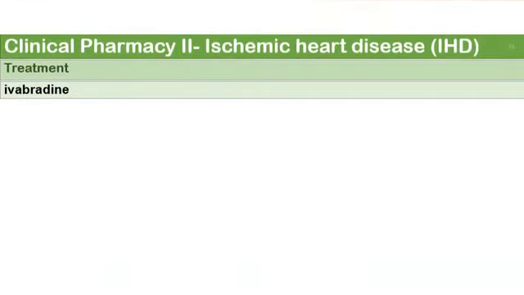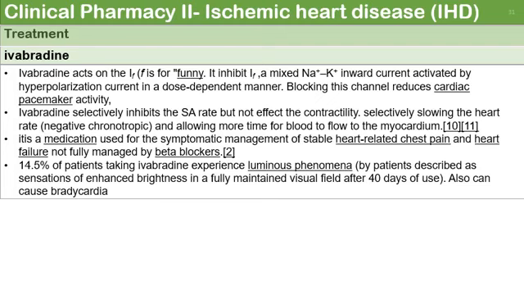Another agent is ivabradine. Ivabradine acts on the influx أو funny channel, the funny channel, and inhibits the mixed sodium potassium inward current activated by hyperpolarization in a dose manner. Blocking this channel reduces cardiac pacemaker activity، يعني راح يشتغل selectively على cardiac pacemaker activity، فيقلل عنده have negative chronotropic effect. اوكي، نيجاتيف فقط، عنده نيجاتيف chronotropic راح يأثر انه يقلل على الريت اوف heart rate، فيقلل الاكسجين requirement by the heart، اوكي.